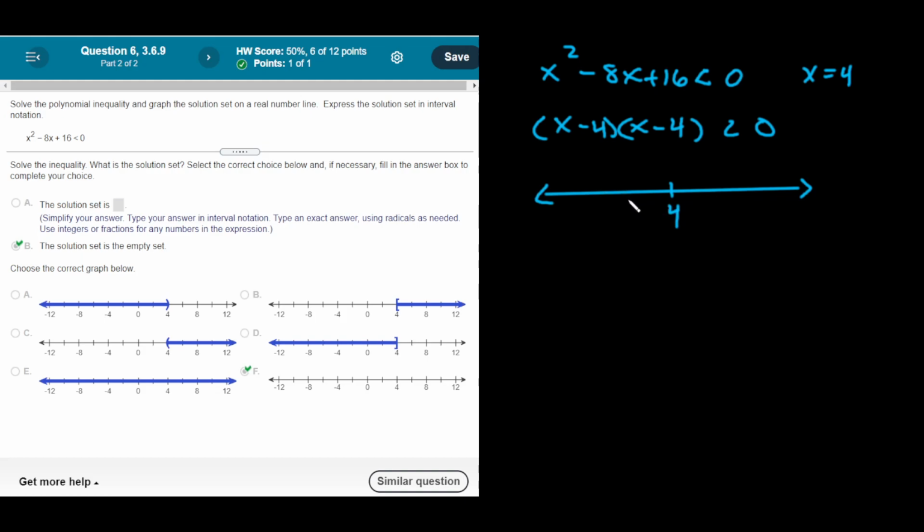So, how do we go from here? We're going to choose something to the left like we've always done. Let's choose 1. Why not? You can choose anything to the left of 4. And what about the right-hand side? We can choose 5.